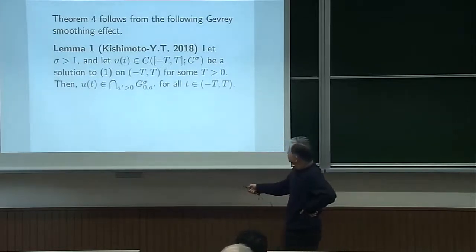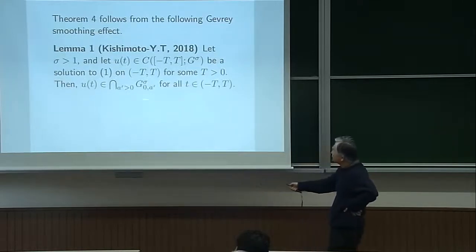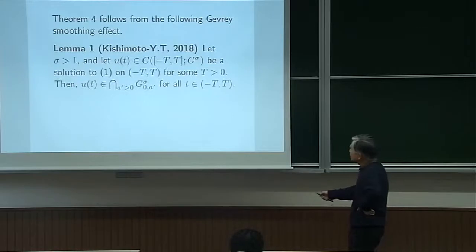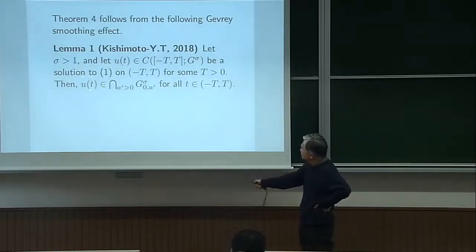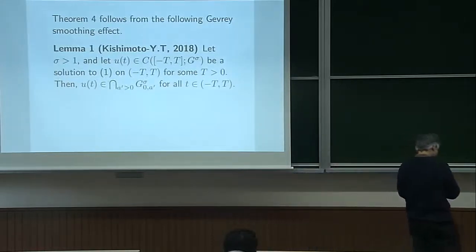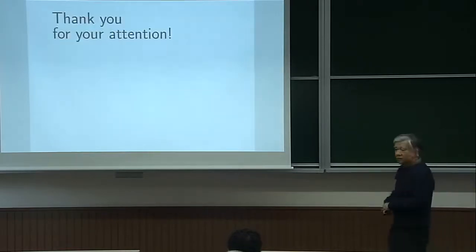Then this solution must belong to this space. So this implies the solution u must be a little bit regular, because it is in the intersection over all A prime. Okay. Thank you for your attention.